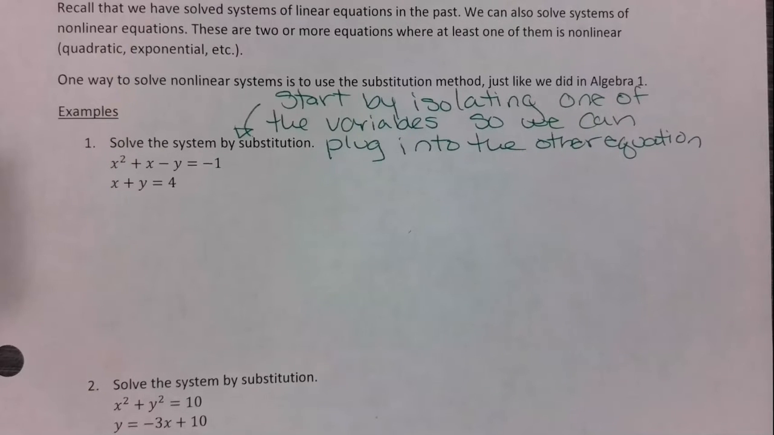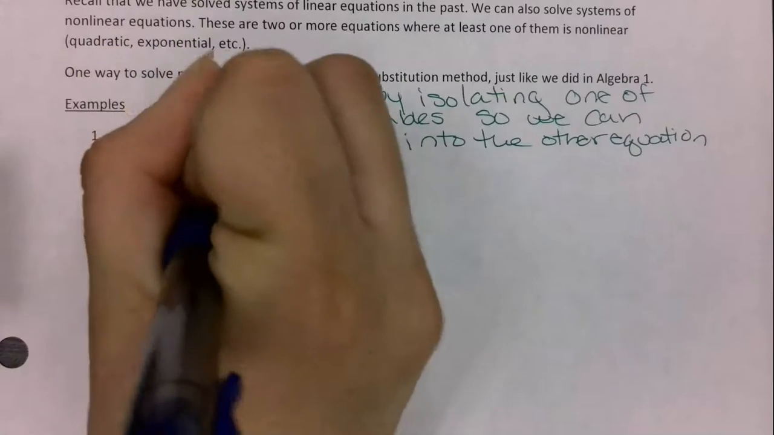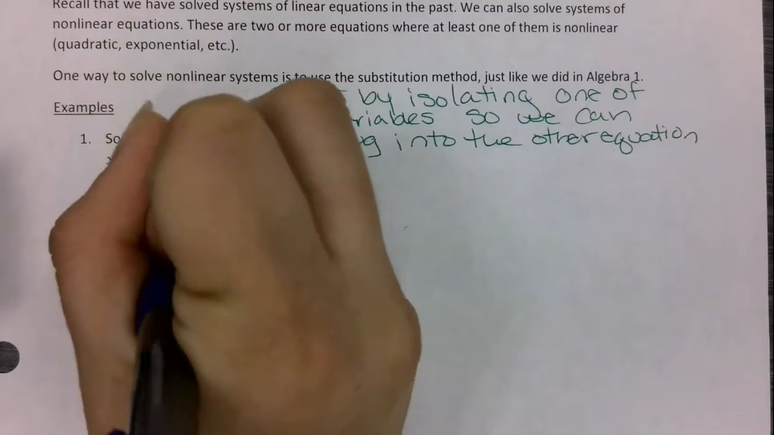Okay, so looking at these two equations, which equation looks easier to get a letter by itself, top or bottom? Okay. So the bottom one, what letter do you want to get alone, x or y? It doesn't matter, it's just your preference. Which one do you want to get alone? Y, okay, so then I need to subtract x on both sides. I get y equals 4 minus x.